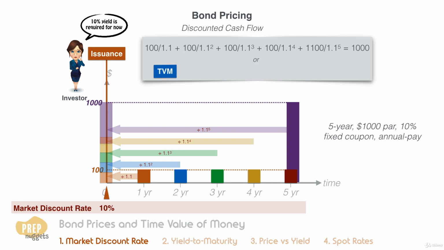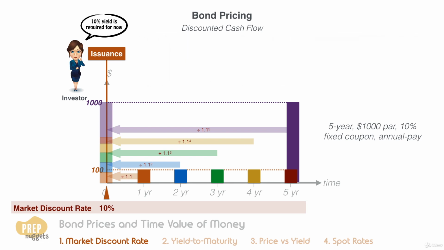Alternatively, you can use the TVM calculator. Enter 5N, 10IY, 100 PMT, 1000 FV, and compute PV on your calculator. You should arrive at the same figure, and that's $1,000. Notice that this is the same as the par value.